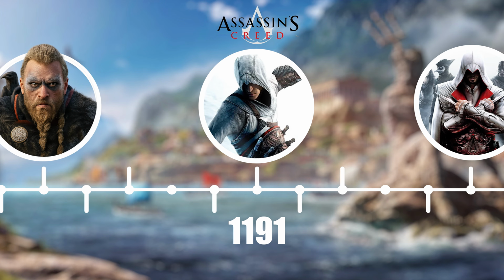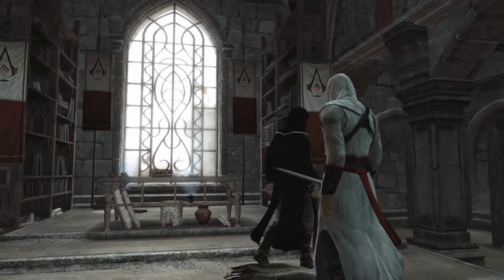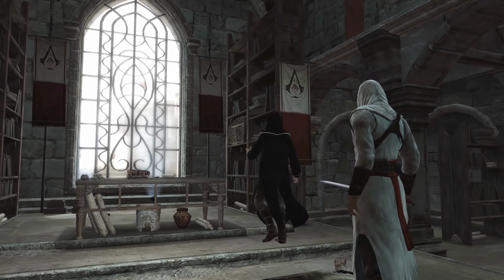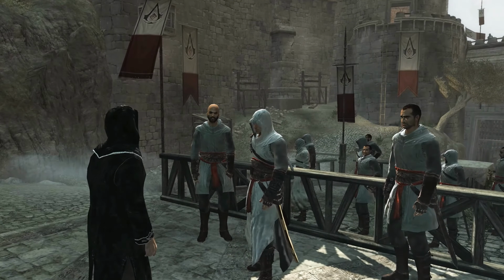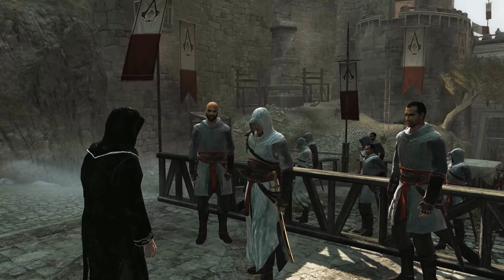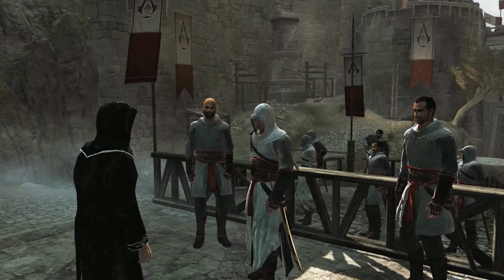Centuries pass, and in 1191 AD, during the Third Crusade, Assassin's Creed, the first game, introduces us to Altair. His story cements the philosophies of the Brotherhood and their ongoing war against the Templars.